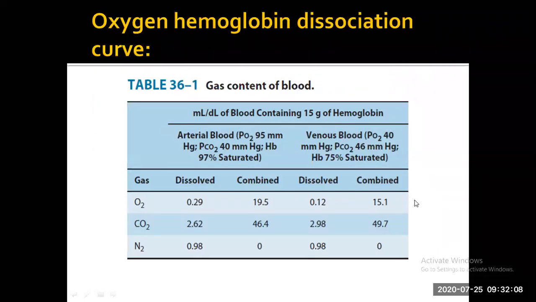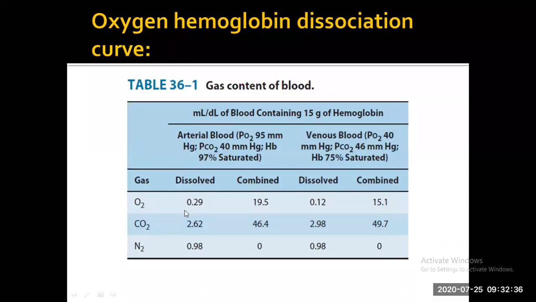Here is a comparison of which gases pass through your hemoglobin. Oxygen in arterial blood is 0.29 ml in dissolved condition, and in combined form 19.5. In venous blood, dissolved is 0.12, and combined, meaning bound with the hemoglobin, is 15.1. What about the carbon dioxide?